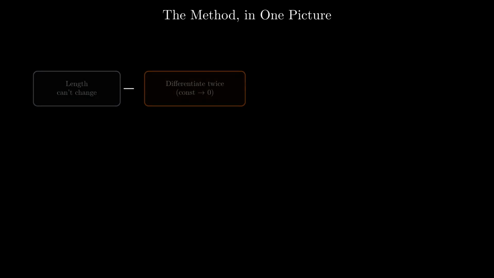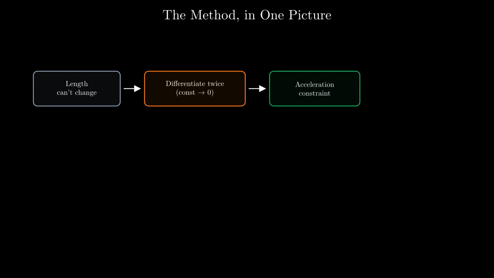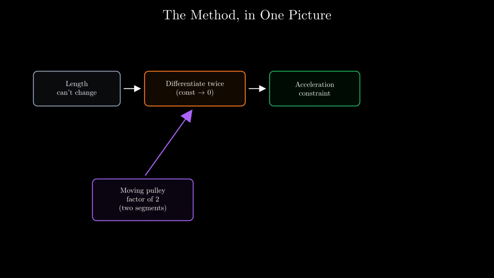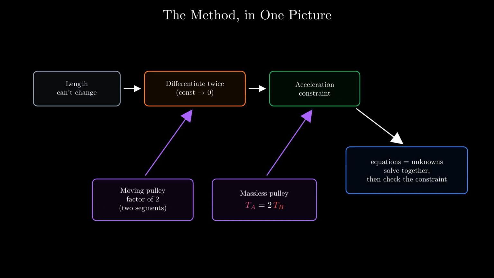Step back and see the method, not just the answer. Whenever a rope can't stretch, write its length, declare that length constant, and differentiate twice. A constant's second derivative is 0, and that hands you a relation among accelerations. A moving pulley brings in a factor of 2 because it changes 2 segments at once. A massless pulley gives you a bonus equation, a fixed ratio between the tensions. Then it is just bookkeeping, as many equations as unknowns, solved together and checked against the very constraint you started from. That is the whole game with pulleys.